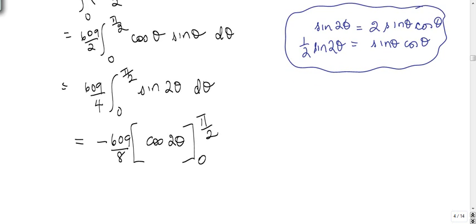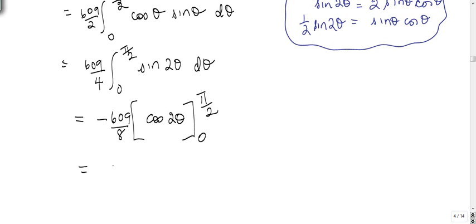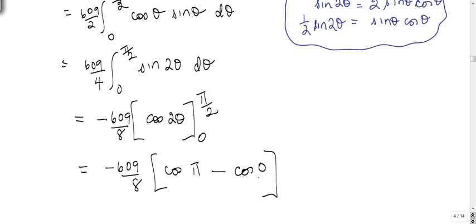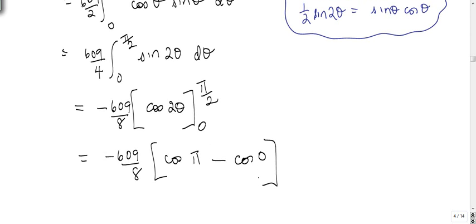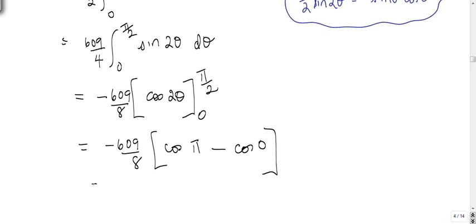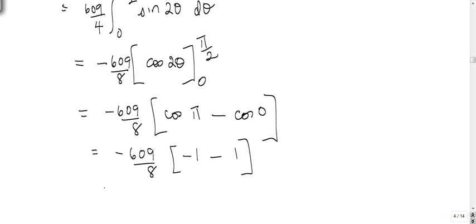Okay? Now let's simplify that. So that is minus 609 over 8 times cosine of pi minus cosine of 0. What is cosine of pi? Minus 1. You're right. And cosine of 0 is 1. What does this end up being? 609 over 4.